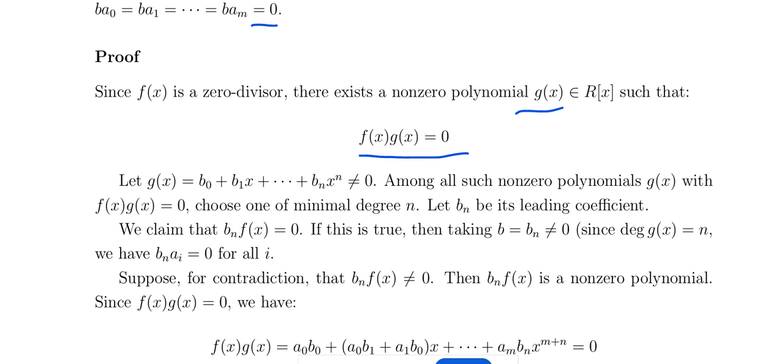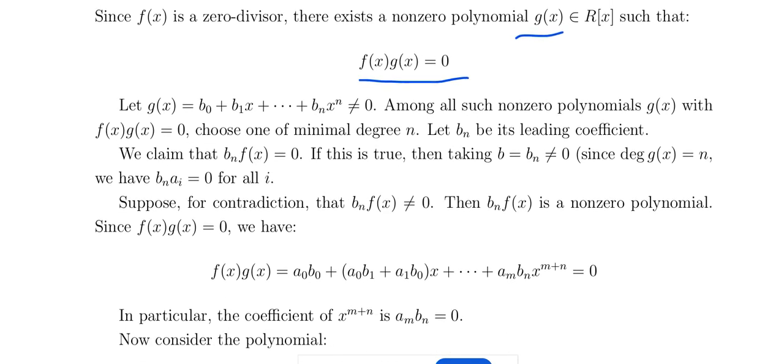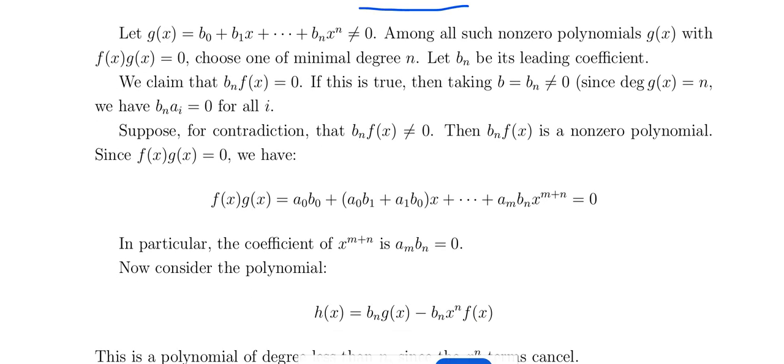Suppose for contradiction that bn f(x) is not equal to 0, then bn f(x) is a non-zero polynomial. Since f(x) into g(x) equal to 0, the product is of the form a0 b0, then a0 b1 plus a1 b0, like this. We multiply the two polynomials like this. So the coefficient of x power m plus n, am bn, should be equal to 0.